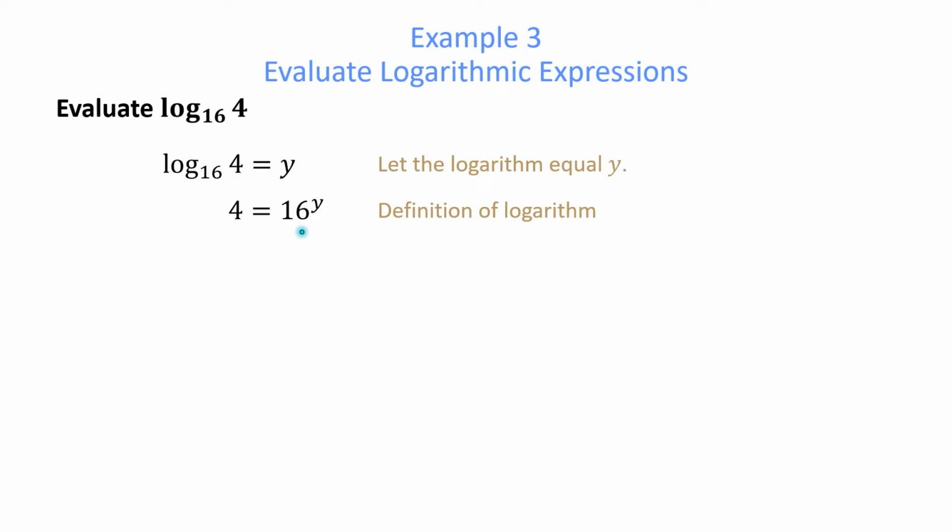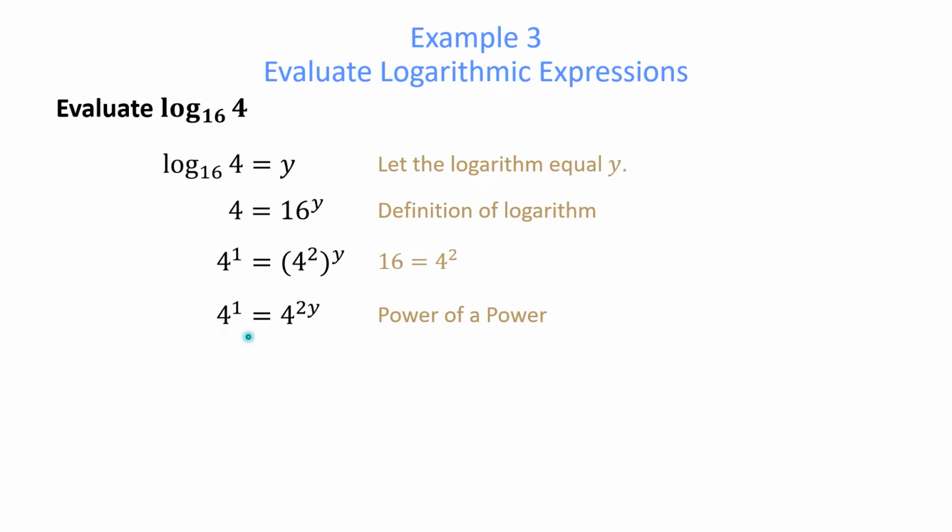Now we know that 16 is the same as 4 squared. So we replace the 16 here with 4 squared to give us the following on the right hand side. Then applying the power of a power rule, we would simply multiply the exponents here, 2 multiplied by y, to give us 4 to the power of 2y.